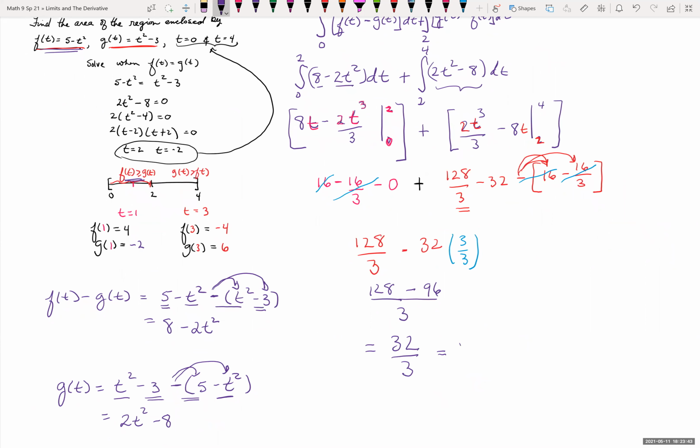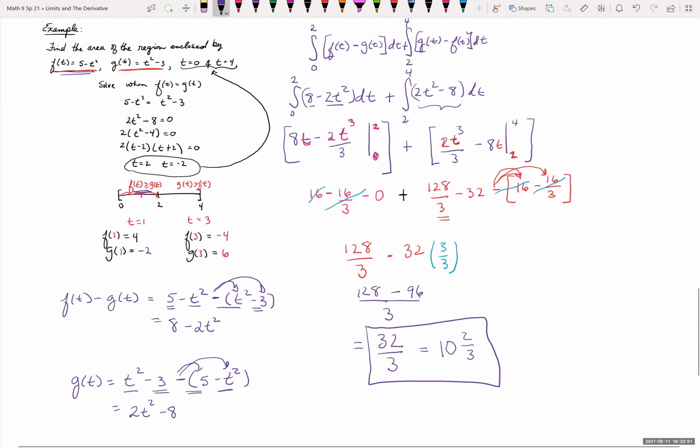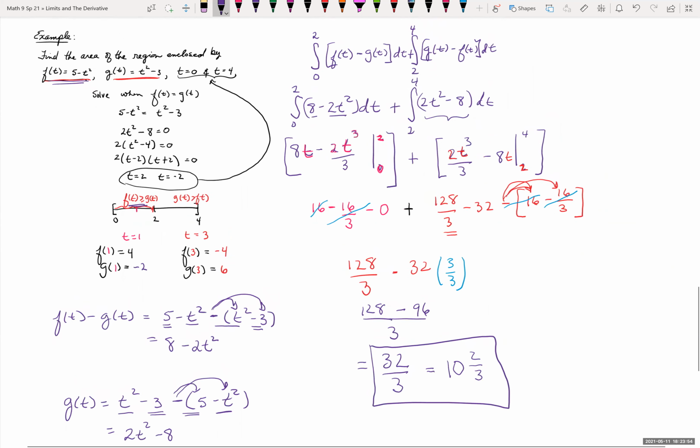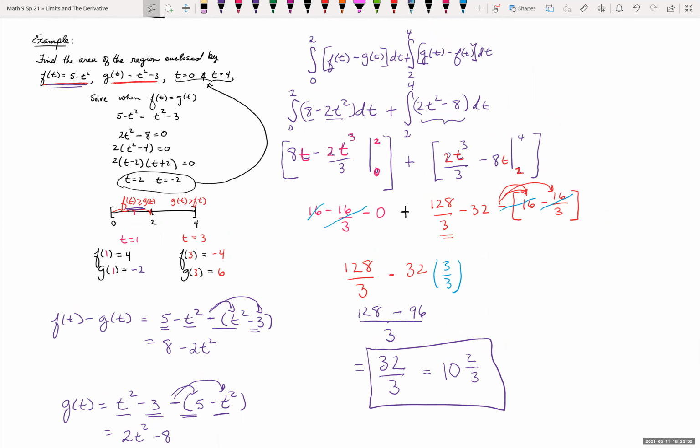Or 10 2/3. And again, we're talking about areas, so it's whatever unit squared.